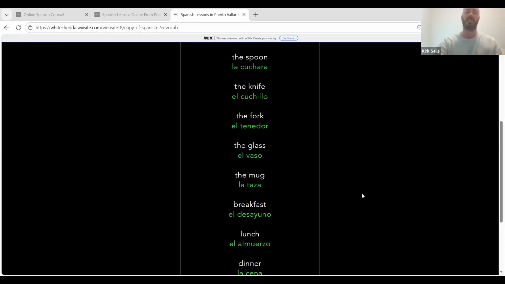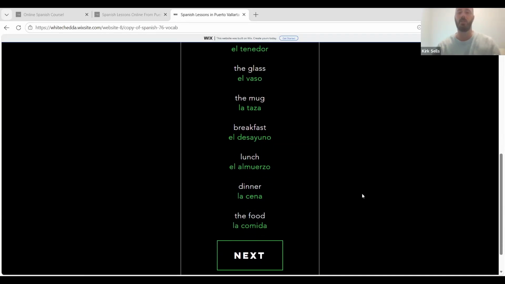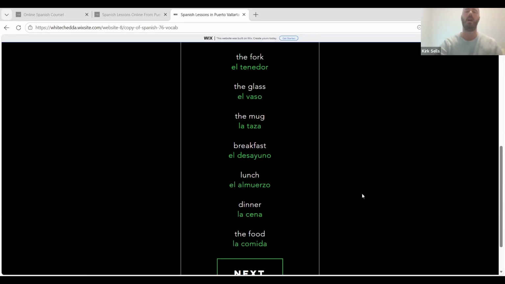We have some words for glass and mug, and there's one that's missing here, which is the word for cup. Let's start with that one. It's C-O-P-A, so we say la copa. The cup. Something interesting about la copa is that's how you might order wine in Spanish. We don't say I want a glass of wine, you say I want a cup of wine, right? Una copa de vino, por favor. Let's try, yo quiero una copa de vino, por favor.